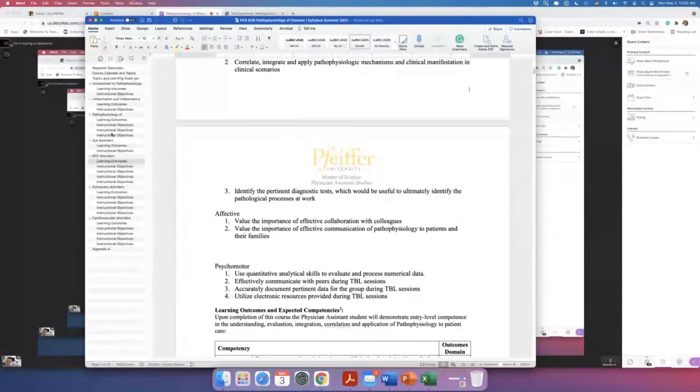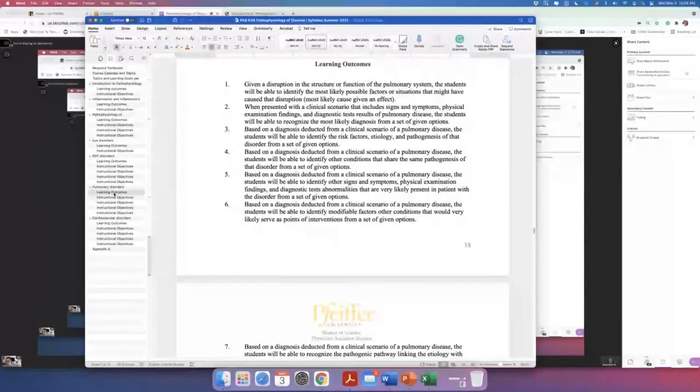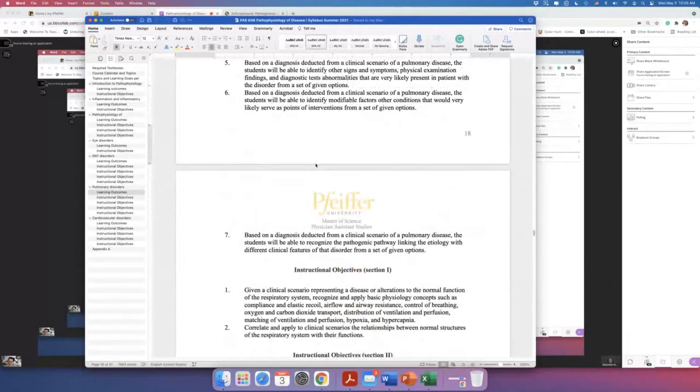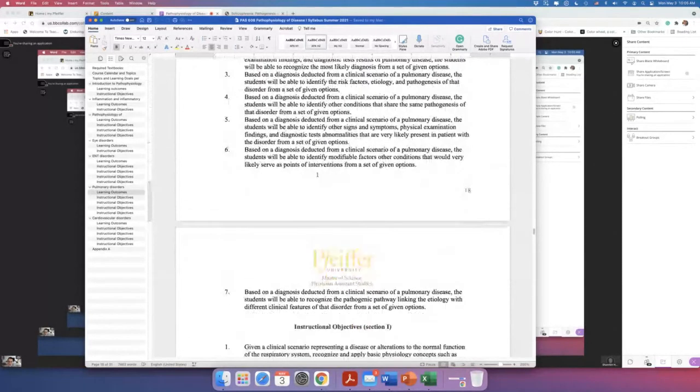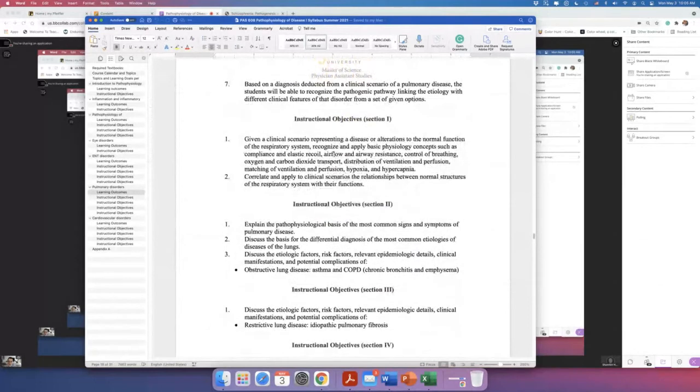Now, besides having the instructional objectives, we added the learning outcomes. What is this for? When you study, what are you going to do with these things? For example, let's move to these instructional objectives. In the instructional objectives, you have the diseases that we are going to be covering.